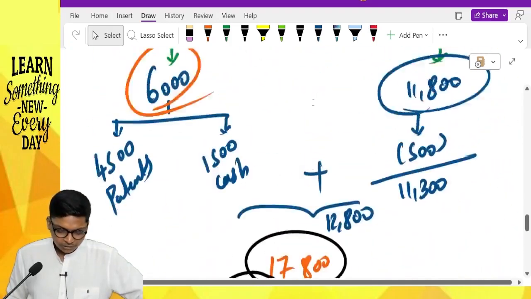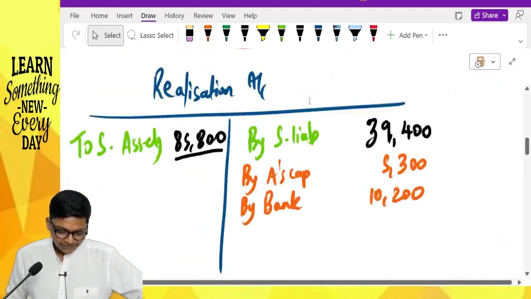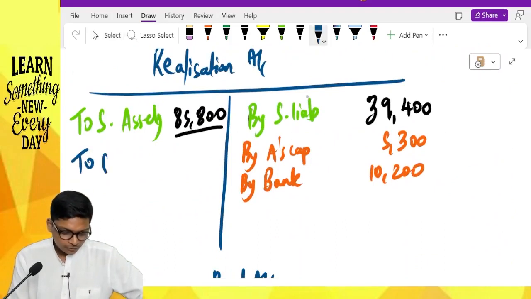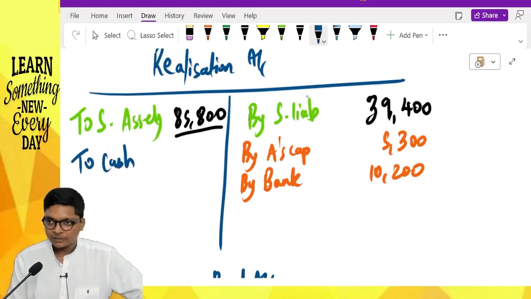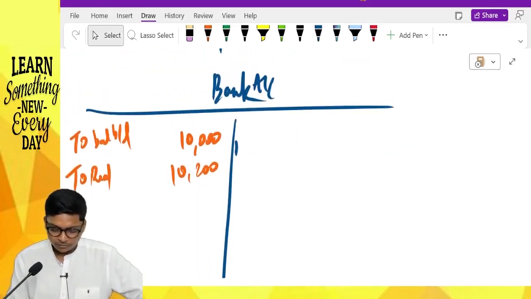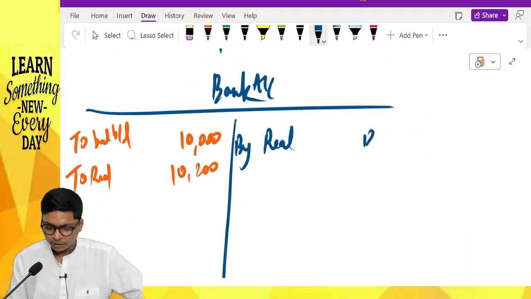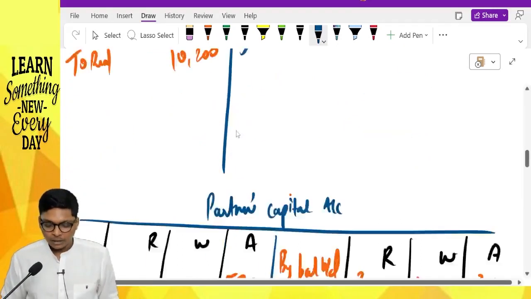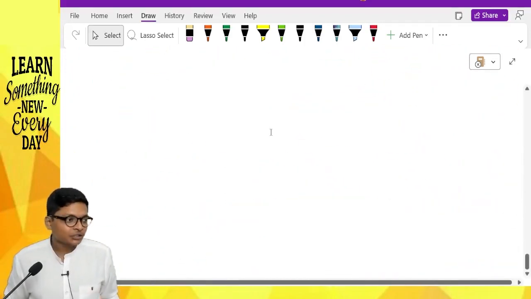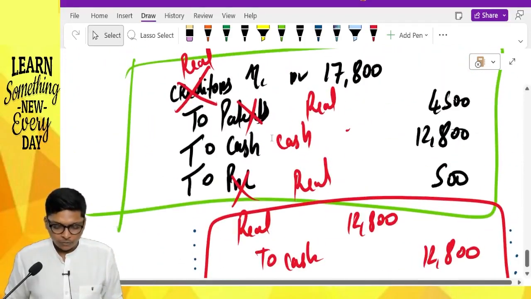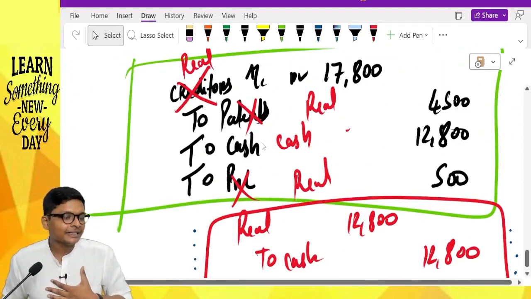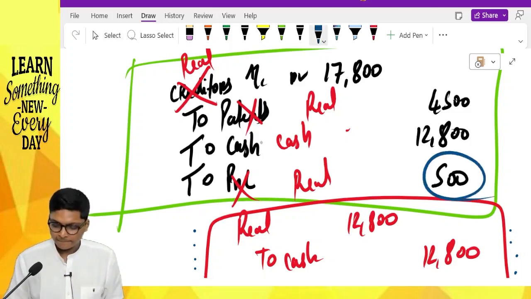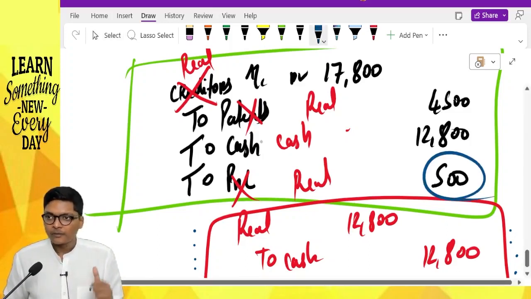So realization to cash: realization account, debit side, to bank account, by realization 12,000. Just one entry, that's all. Now I will show you how this is actually tallying or not. Now follow, guys. In this entire transaction of creditors, what's my profit? 500. Are you all agreeing, guys? Correct?